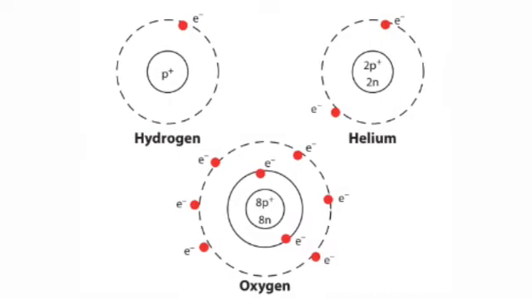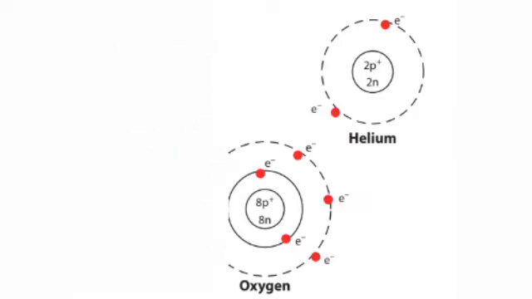Look at this picture. Here, the hydrogen atom contains one proton in the nucleus and one electron revolves around the nucleus. The helium atom contains two protons and two electrons revolve around the nucleus. Similarly, the oxygen atom contains 8 protons in the nucleus and 8 electrons revolve around the nucleus.